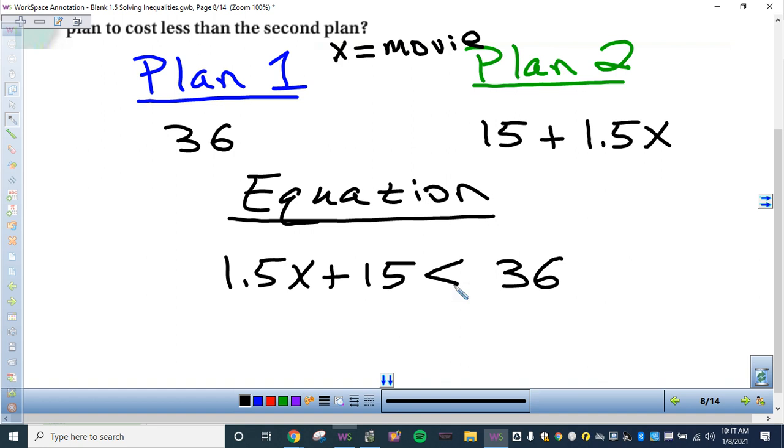So the textbook has this inequality pointing the other way. They have the inequality pointing to the 36. It says how many movies must you rent in a month for the first plan to be less than the second plan? What do you guys think? Should the inequality point the way I have it or the other way? Who can argue why the inequality should point the other way? Unmute and tell me why you think that.